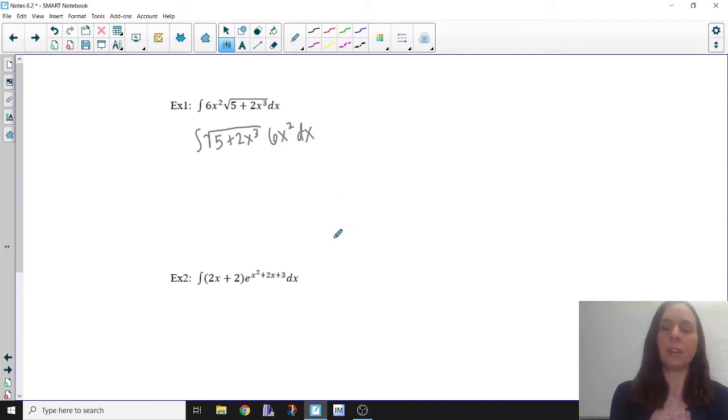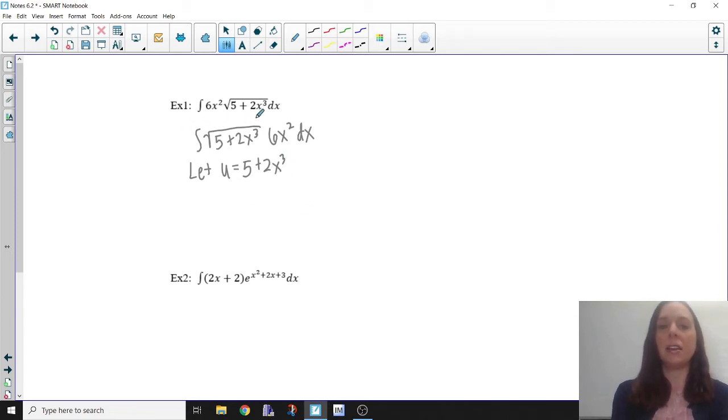Like that. Now, we call this U substitution because you are going to write a little statement now. It starts with let U equal. And what you are going to do is let U equal the inner function in the composition. Not the entire composition, but the inner function. That would be the 5 plus 2x cubed.